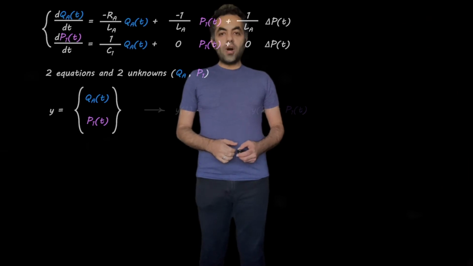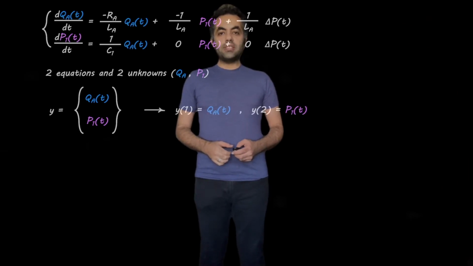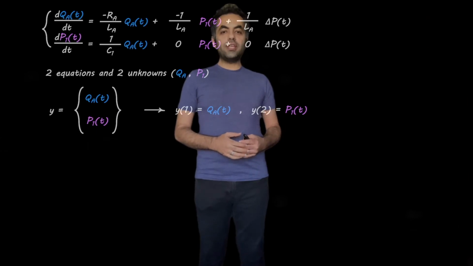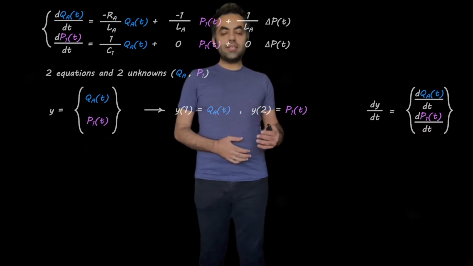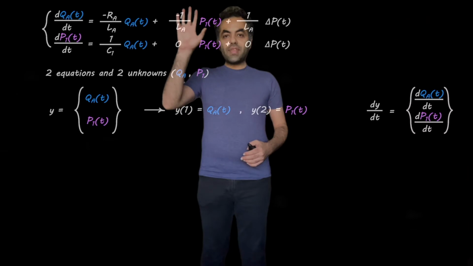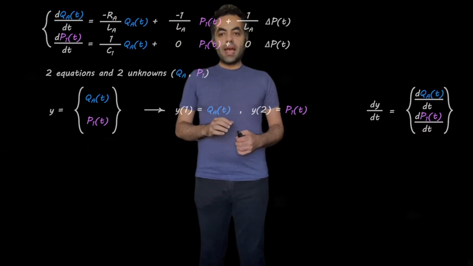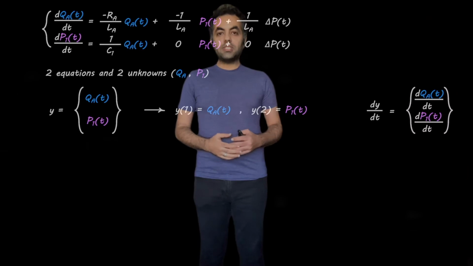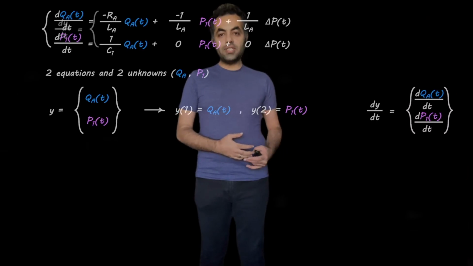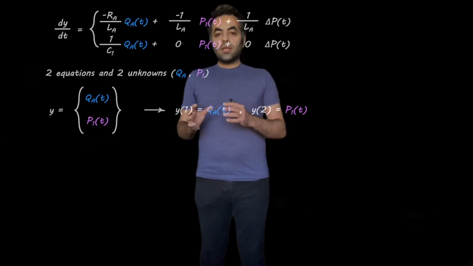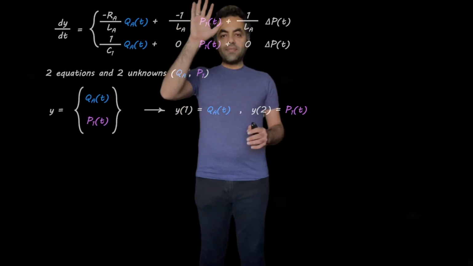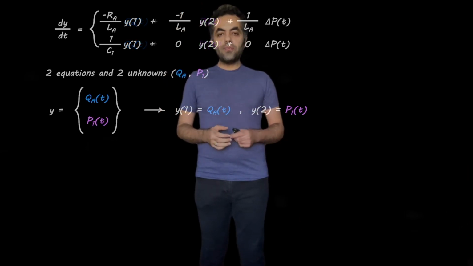If we define y such that the first element of y is QA and the second element of y is P1, then dy would be dQA over dt and dP1 over dt. Look at the left-hand side of these two equations. We have dQA over dt and dP1 over dt, which is basically our dy over dt. Also, if we replace all the QAs and P1s in these two equations by y1 and y2, we get this new set of equations, which is basically the same set of equations that we had.